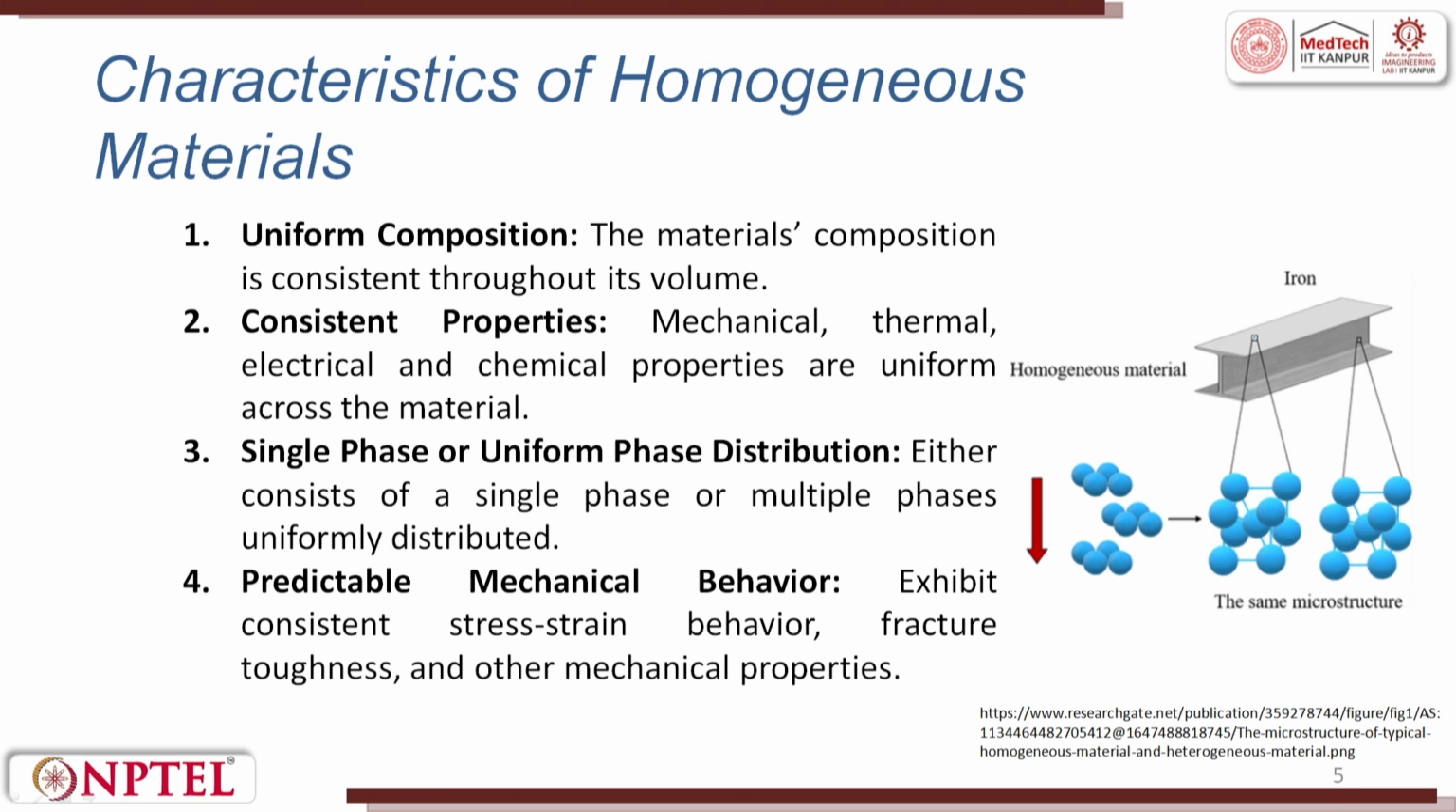The characteristics of homogeneous material. There are several characteristics. We will start with uniform composition. The material's composition is consistent throughout its volume. Consistent properties will be there. Mechanical, thermal, electrical and chemical properties are uniform across the material. So, it is homogeneous, right. Then single phase or uniform phase distribution: it either consists of a single phase or a multi-phase uniform distribution. What are multi-phase? Multi-phase materials are alloys.